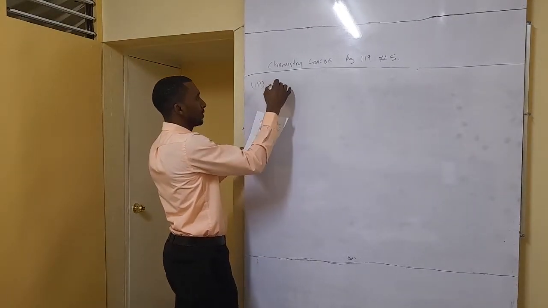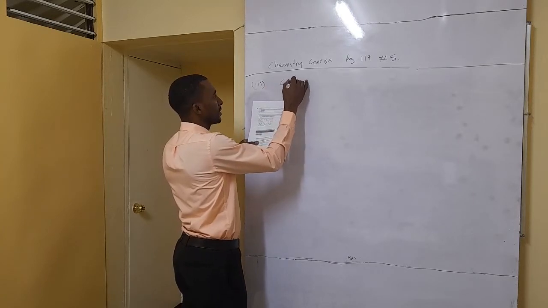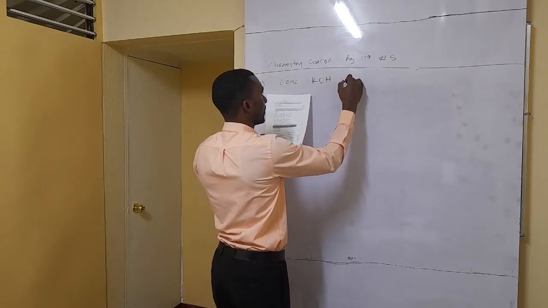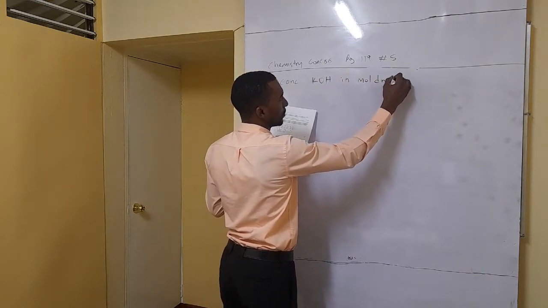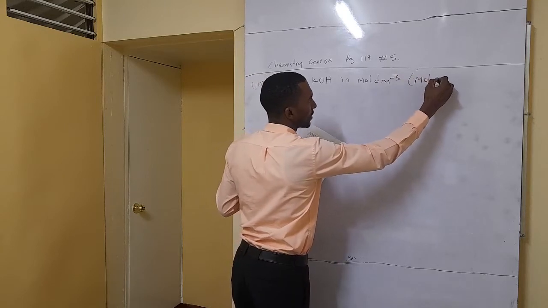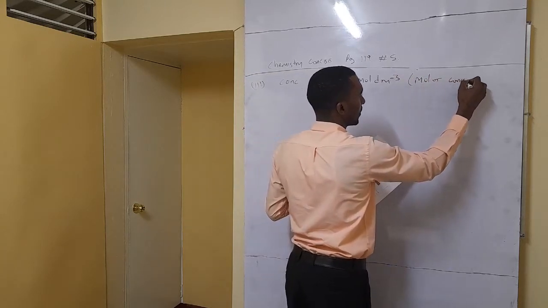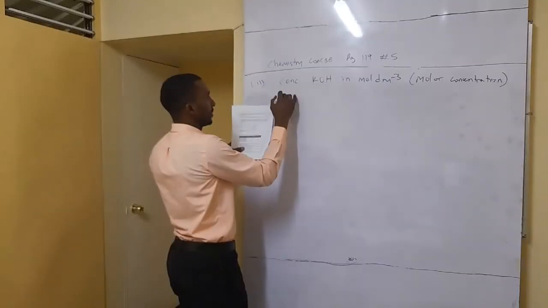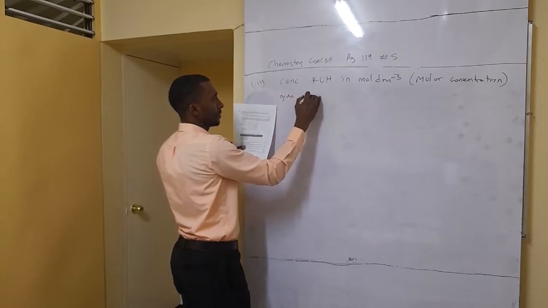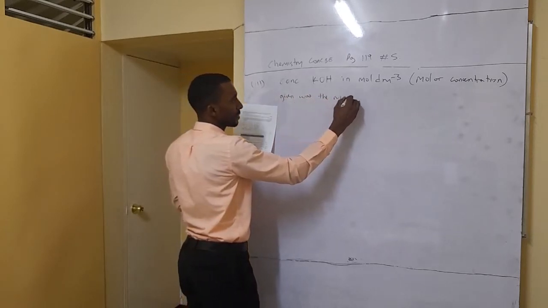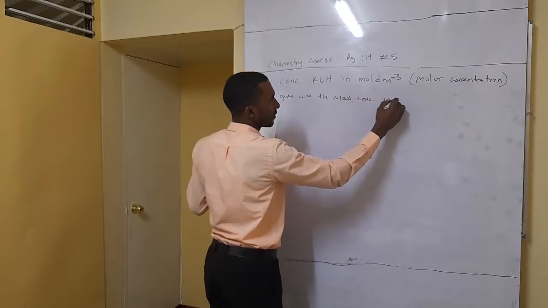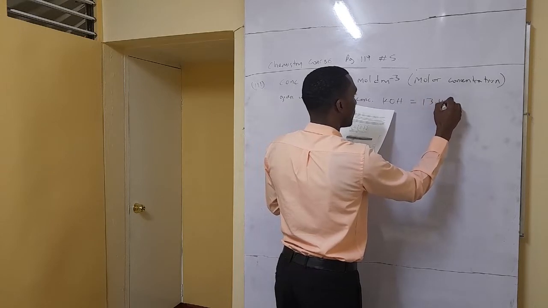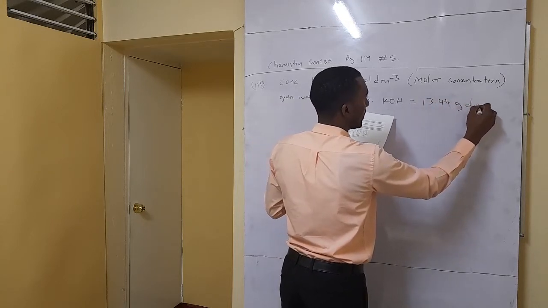So part 3, now the concentration of KOH in moles per dm cube. So that's the molar concentration, alright? Given was the mass concentration of KOH, which is equal to 13.44 grams per dm cube.